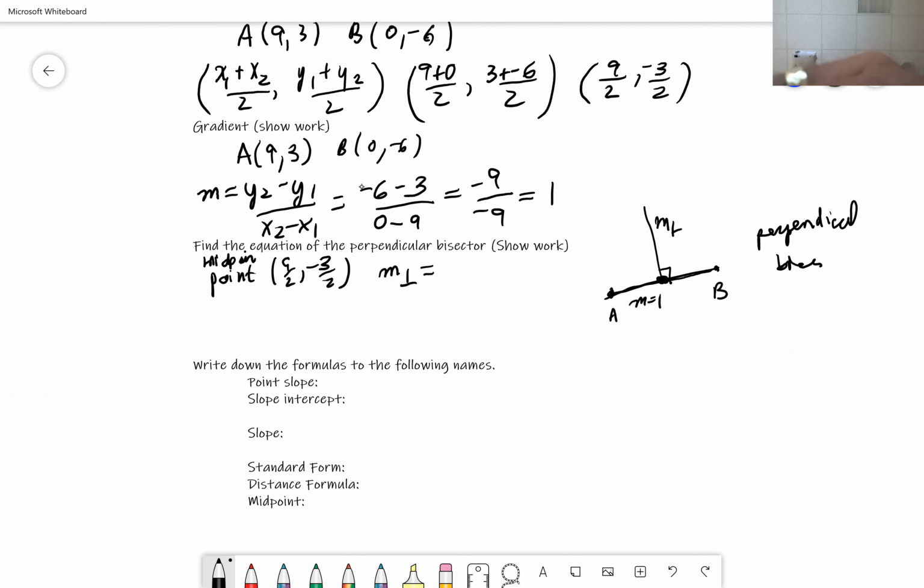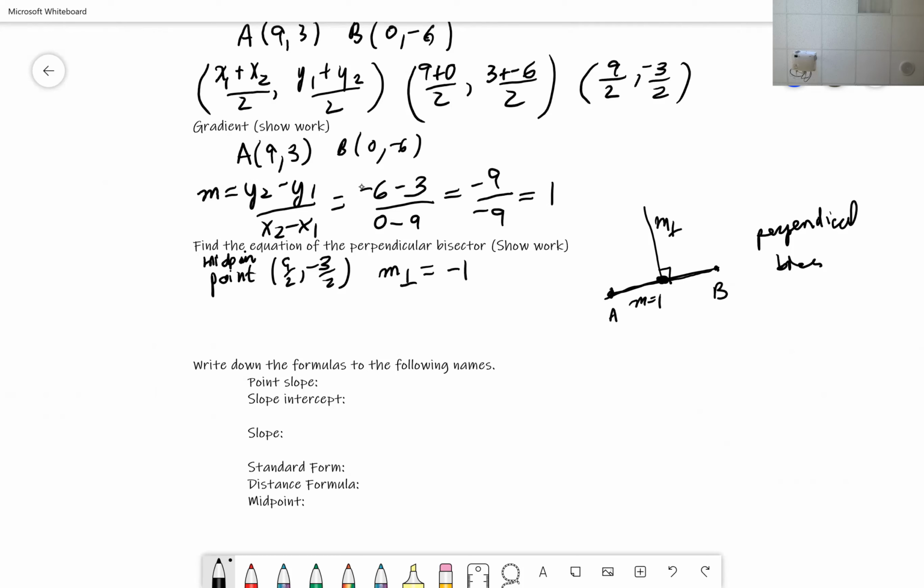So what will be the perpendicular slope? The negative reciprocal of 1, which is just -1. Remember, it's not just a reciprocal, it's the negative reciprocal. So if the slope would have been 2/3, the negative reciprocal would have been -3/2. Remember, it's the reciprocal, but the negative version of it. Okay, that's it. So there's nothing else.